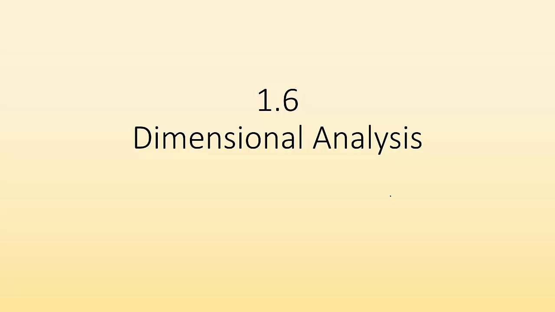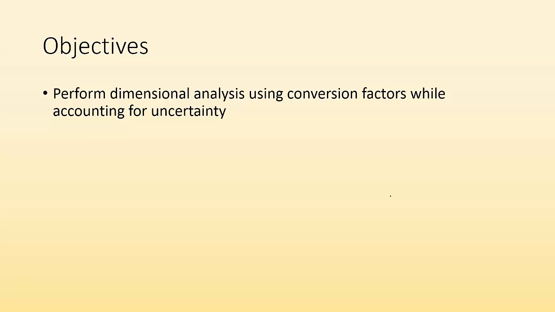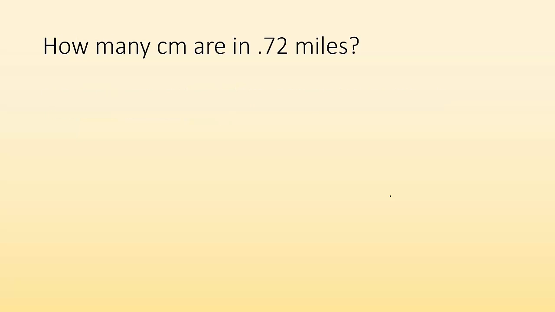This time taking a look at 1.6 dimensional analysis and basically how to avoid working with a bunch of ugly numbers when you're doing math. The objectives of this video will be to perform dimensional analysis using conversion factors while accounting for uncertainty. So, question: how many centimeters are in 0.72 miles?